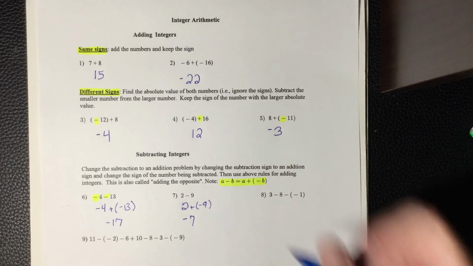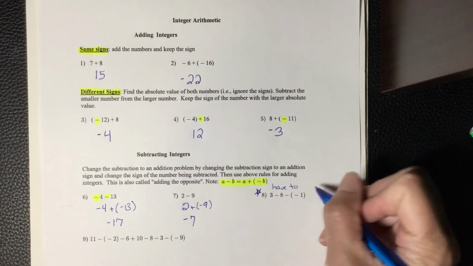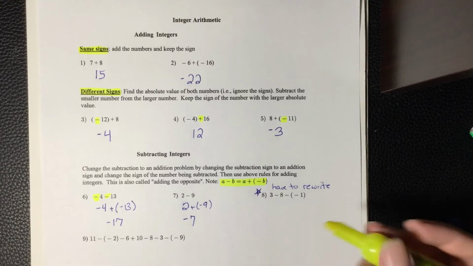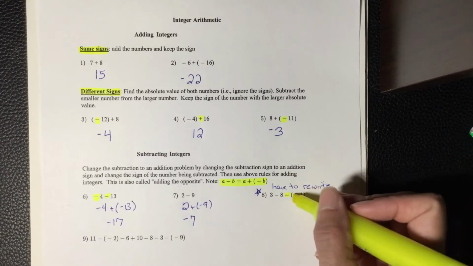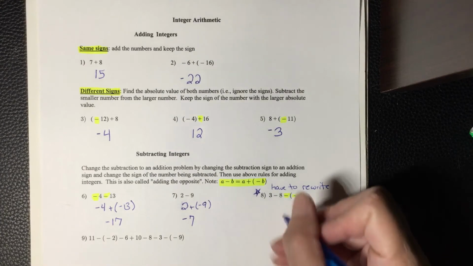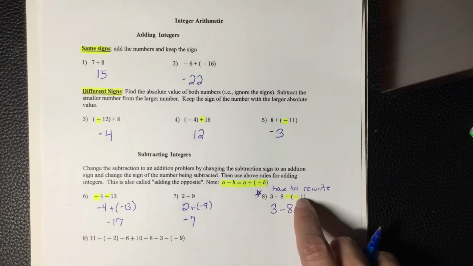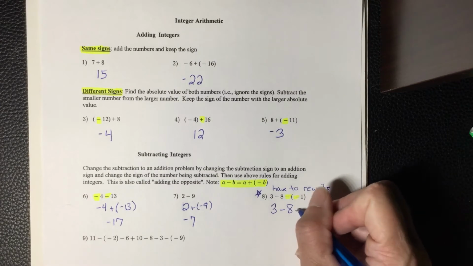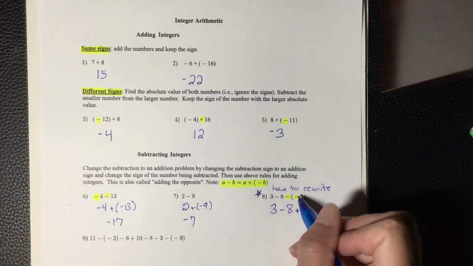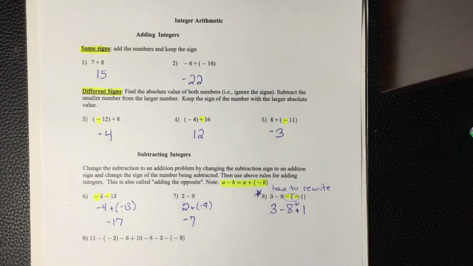All right, so here's the ones that you really do have to rewrite. And that's anytime you see a minus, a negative. So we're going to go back up to this rule. I'm going to keep the 3 minus 8, but instead of minusing a negative 1, that would be the same as adding the opposite, which would be adding a positive 1. So you can see when you have these two negatives together, they're always going to form a positive.